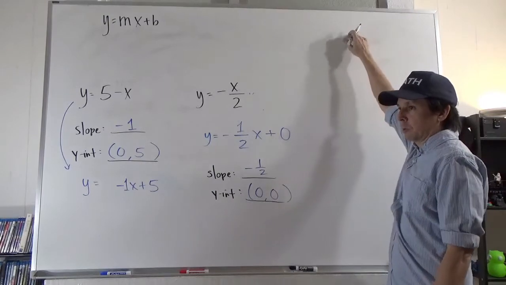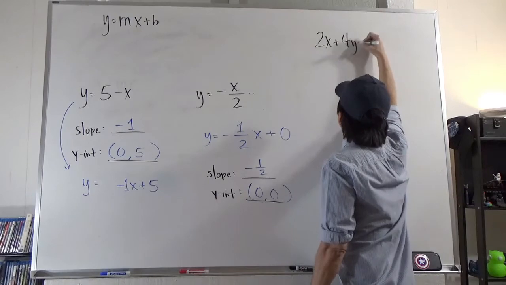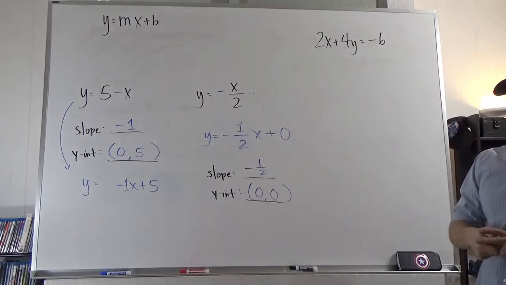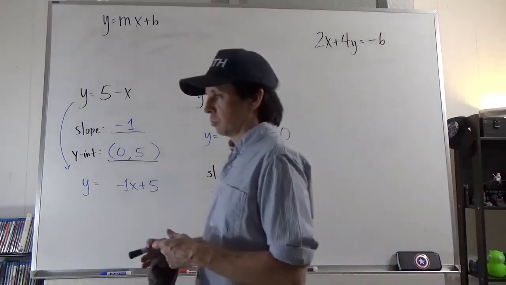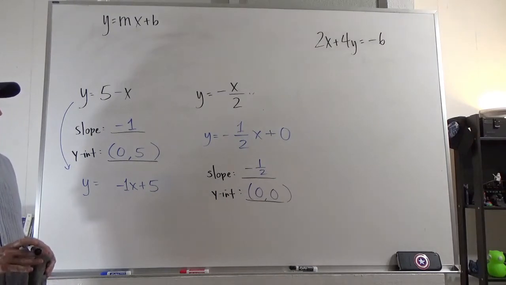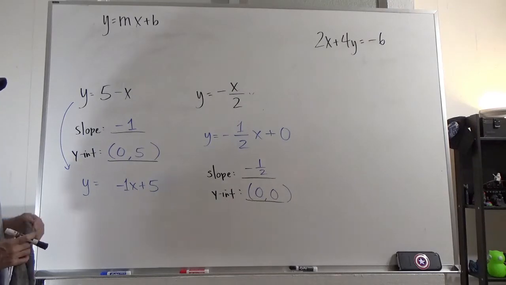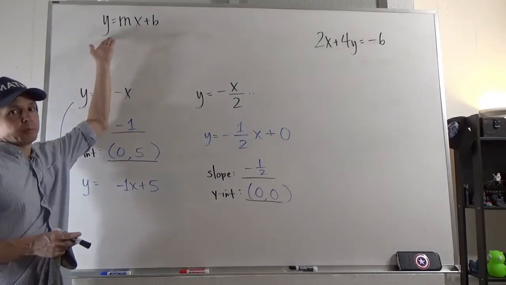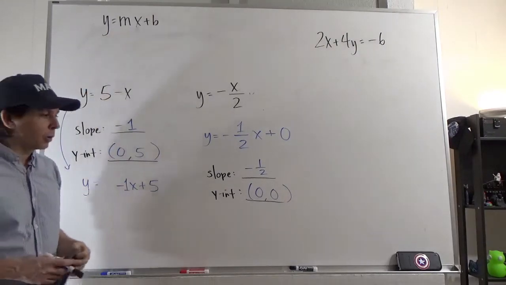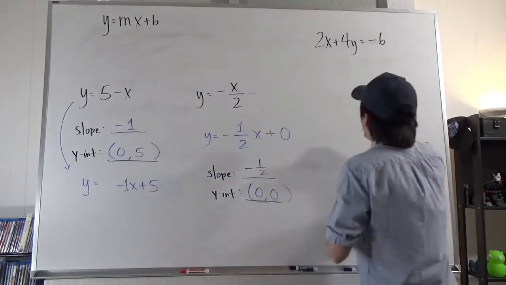Okay, last one. I'm going to put it up here because I need a lot of room for this one. 2x plus 4y is equal to negative 6. Now, the slope is not the coefficient of the x in this situation. It's not 2. Your slope is not 2. Why? Because we don't have it in this form. Your slope is the coefficient of the x when it's in slope-intercept form, and we don't have the y by itself. So what we need to do here is get the y by itself.